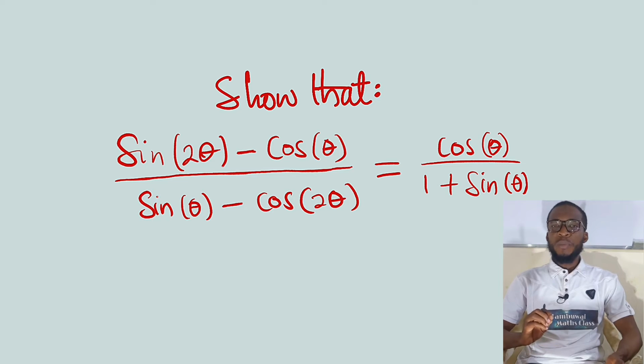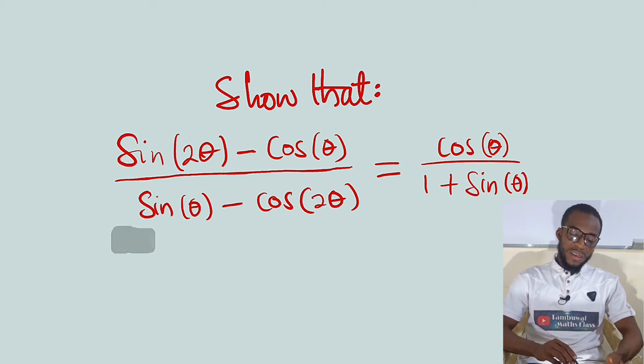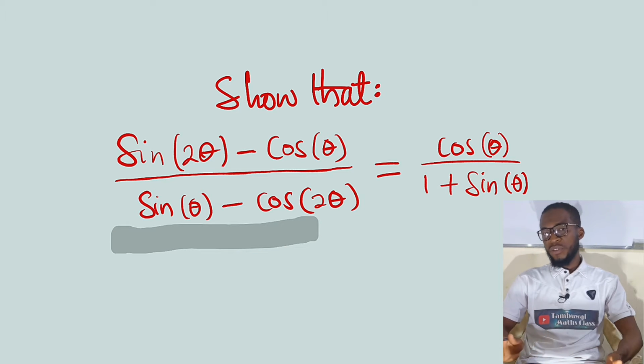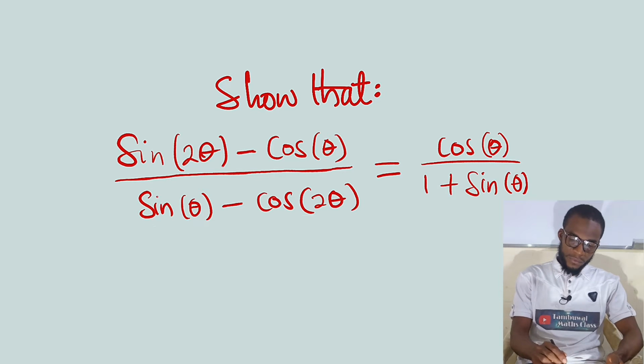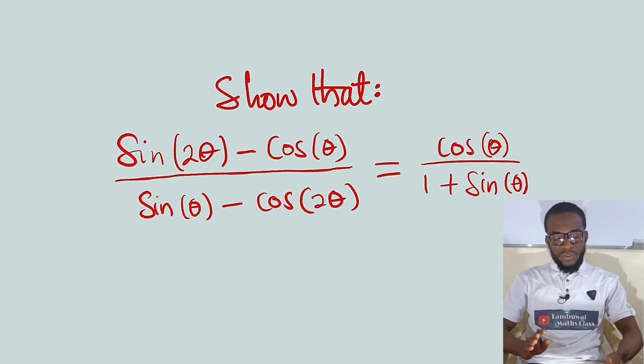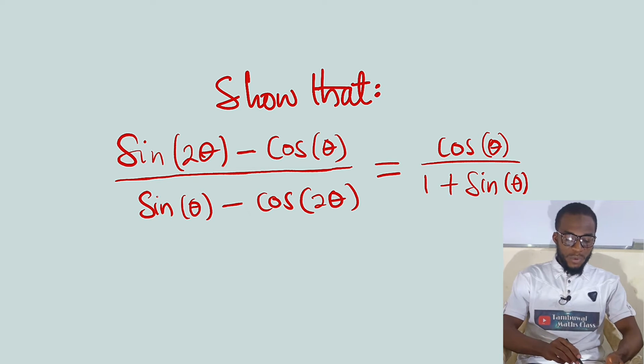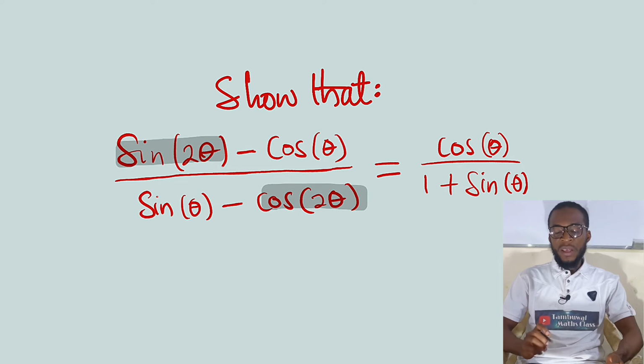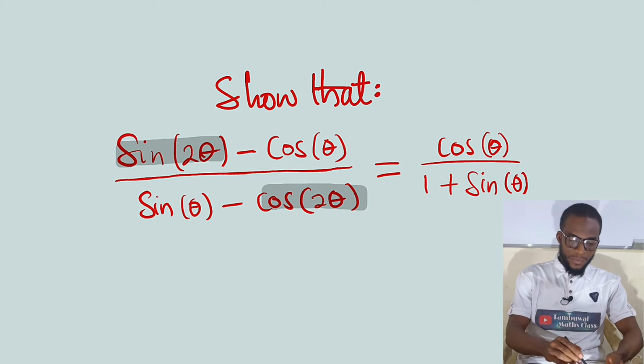But it is always recommended to start with the more complicated side. Therefore, we are going to show that the left hand side is equivalent to the right hand side. Well, one thing you should observe here is that we have two double angles for sine and for cosine. So let me express them first.